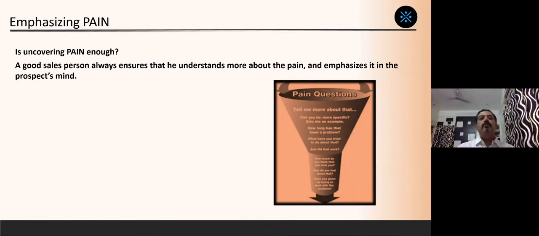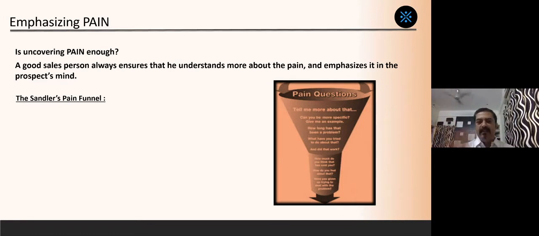So what do you need to do now? You need to emphasize that pain. You need to get deeper, right? So what I'm going to give you here is a methodology called the Sandler pain funnel, right? Again, this is a proven methodology which has been put out by a person called Sandler, and it's been adopted by a lot of companies across the globe. And this is a very effective process.